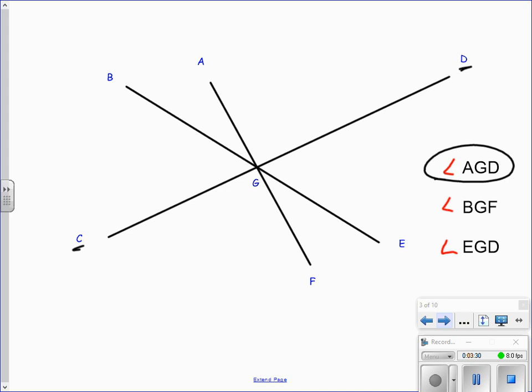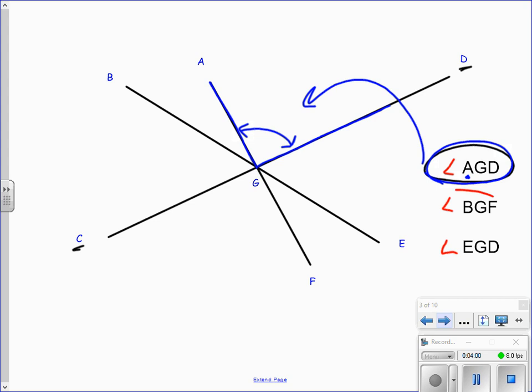So this requires a little bit of work for you. You have to start out at A, go to G, which is in the middle here, and then over to D. So angle AGD, this one here, is that angle that we just made. It's from A to G into D, and it creates this angle right here. So that would be angle AGD, right there.